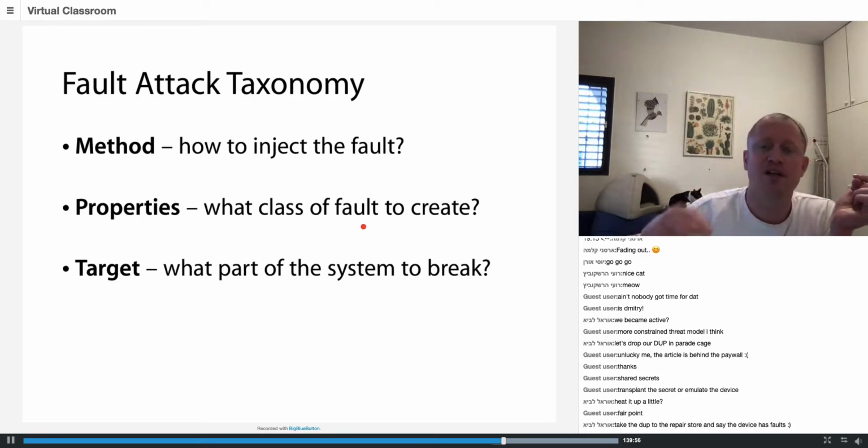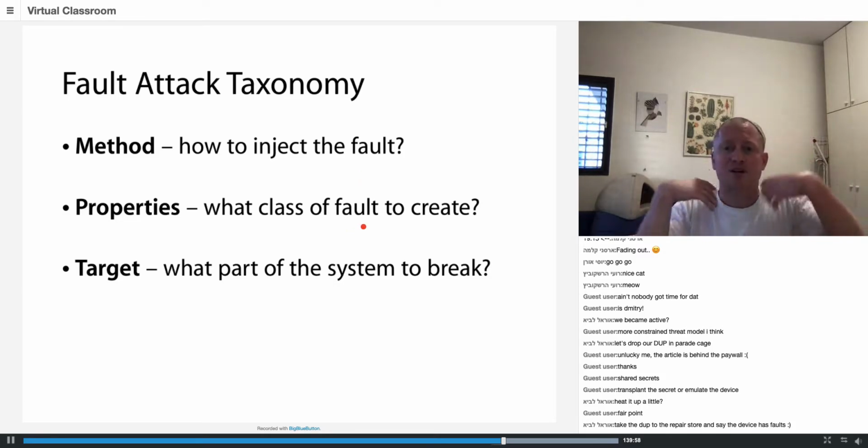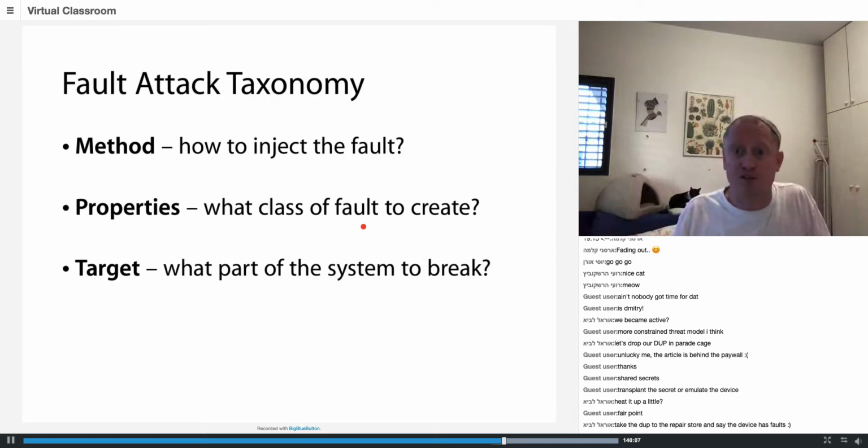The second one is the properties. I'm creating a fault, but is this a temporary fault, permanent fault, a random fault, a reversible fault, and so on. And the third thing is the target. The target is what part of the system am I breaking? Am I breaking the crypto core? Am I breaking the memory? Am I breaking the IOs? Am I breaking something else?